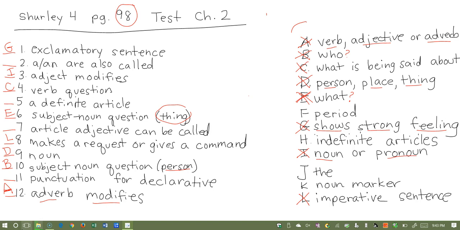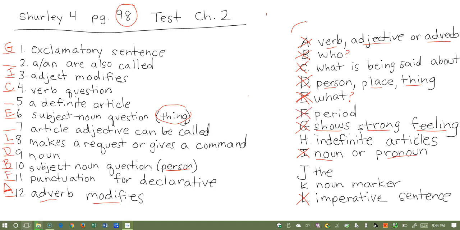Declarative is a statement of fact, and it ends with a period. So do you see that over here? Punctuation for a declarative sentence. When you're just telling someone something, you just put a period. Or you're just stating a fact. Or just stating something, whether it's a fact or not. There we go. Declarative sentences end in a period.